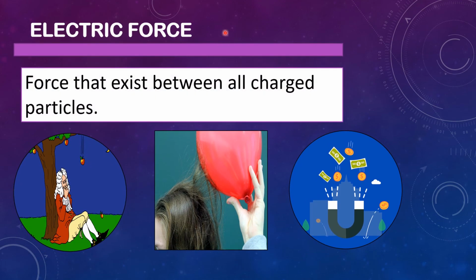The next one, we have electric force. Force that exists between all charged particles. Okay? So for example, here, we have the hair and the balloon. When you rub the balloon on the hair, it attracts electrons or negative particles. It becomes negatively charged, while the hair becomes positively charged. That's why they attract each other. That is electric force or electrostatic force.